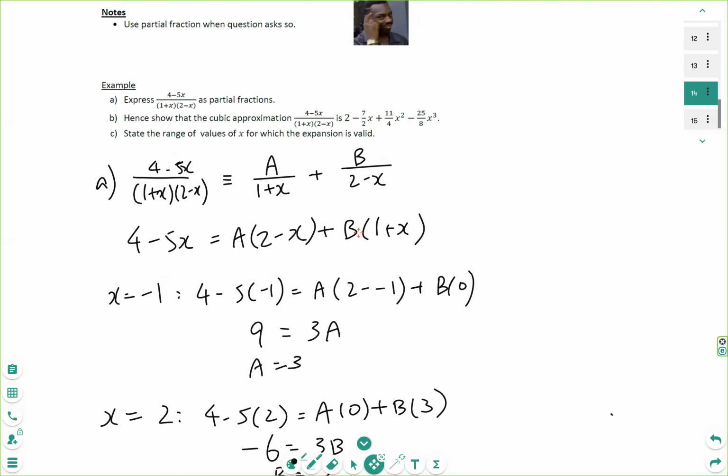Okay, part B. Now, hence show that the cubic approximation. Now, I do want to say in here, I do get confused when I make the notes myself. This actually is from the material the exam board has published: cubic approximation means approximate up to x cubed. It is not (4 minus 5x) over (1 plus x)(2 minus x) cubed. So this is not the case. It's approximate up to x cubed. So that's what we need to know.